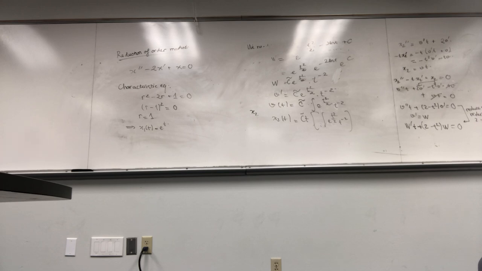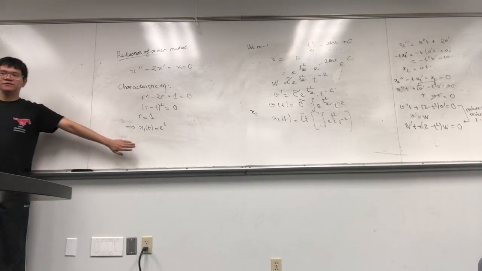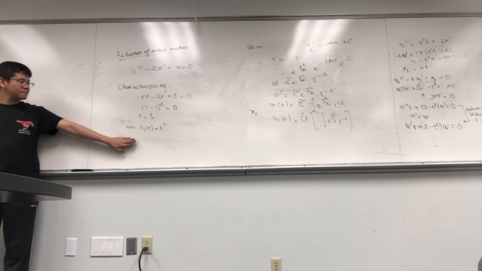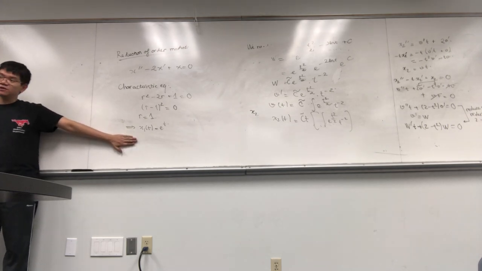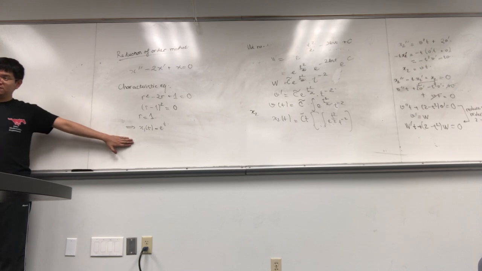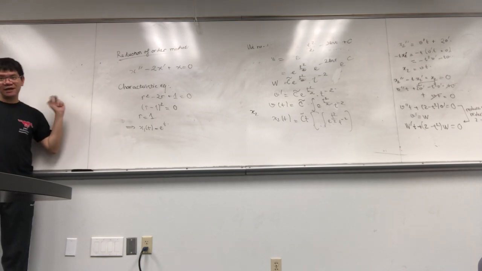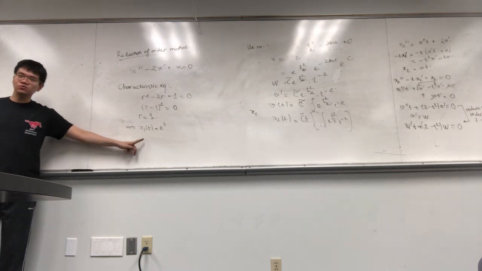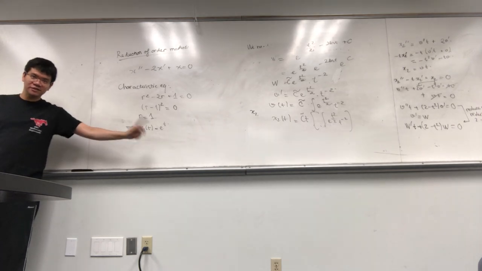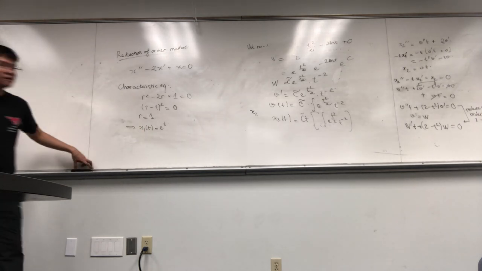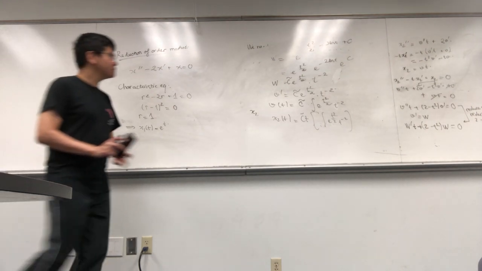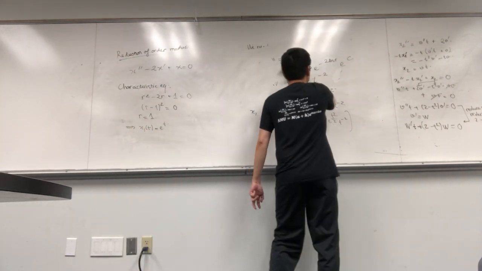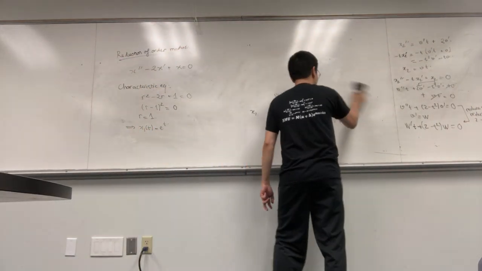Questions? This is what we learned from the previous class, that for this equation the first solution is e to the t. And I mentioned in the previous class that the second solution is t times e to the t, but I didn't explain why. Now let us check why that is the case. Basically, this is the reduction of order method.